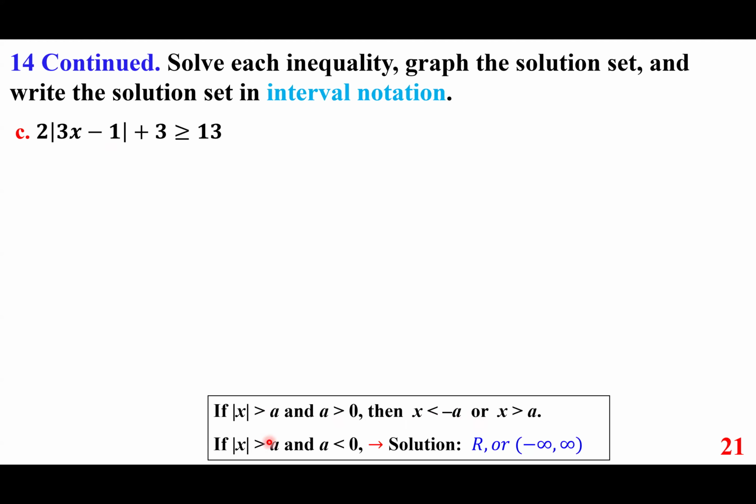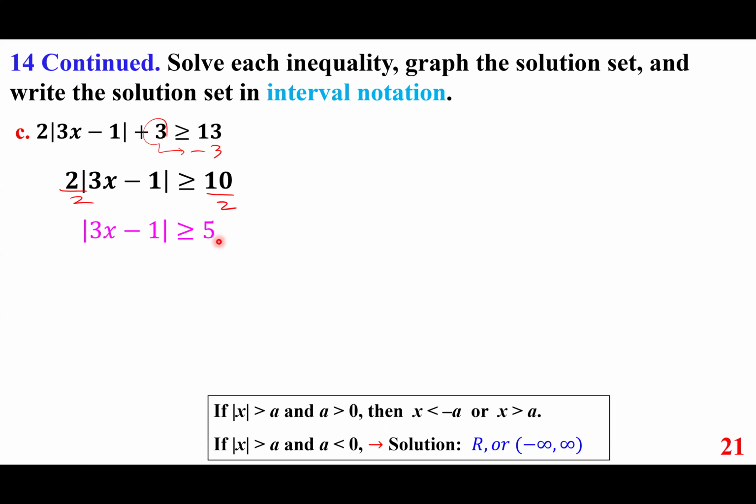However, if the absolute value of x is larger than a and a is negative, the solution is all real numbers, because the absolute value is larger than, let's make up a negative number, negative 1, yes, of course. Because with absolute value, the worst case scenario is 0, therefore it's larger than any negative number. So having said that, the very first step is to move the 3, make it negative, and divide both sides by 2. We get the absolute value of 3x minus 1 larger than or equal to 5.